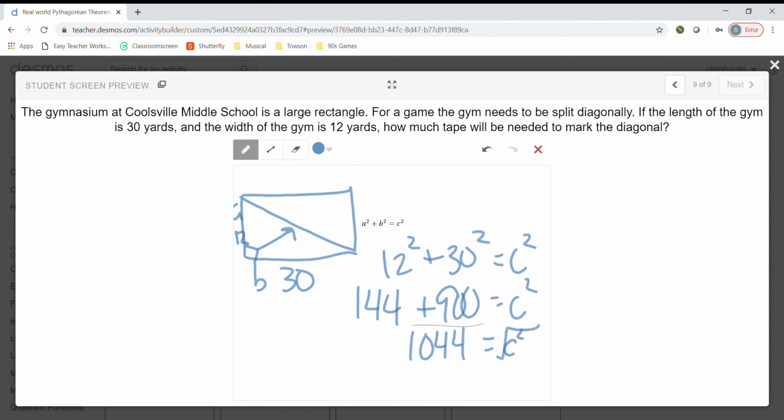I then take the square root. C is equal to 32.3. So that is how much tape I would need. So 32 1/3 yards of tape for the diagonal of the gym. Okay, and that is it for this week's lesson number 1 for real world Pythagorean theorem problems.